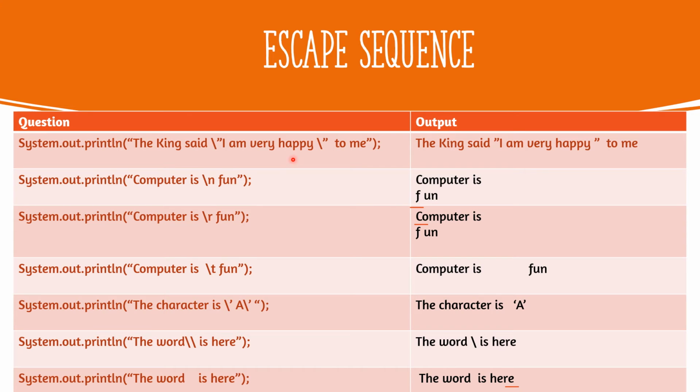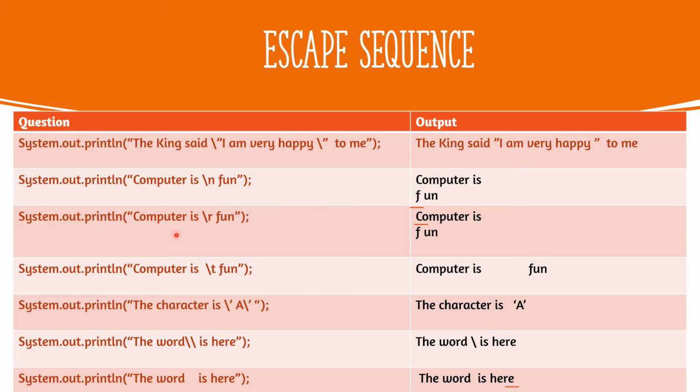So when you see the output, the first two double quotes of System.out.println will not come in the output. But if you give the double quotes after a backslash, this will come in the output. So if you want double quotes in the output, you have to take the help of an escape sequence. So the output will be like this. And now System.out.println computer is fun, with \n coming. \n means next line. So here the output will be computer, then is fun on the next line.